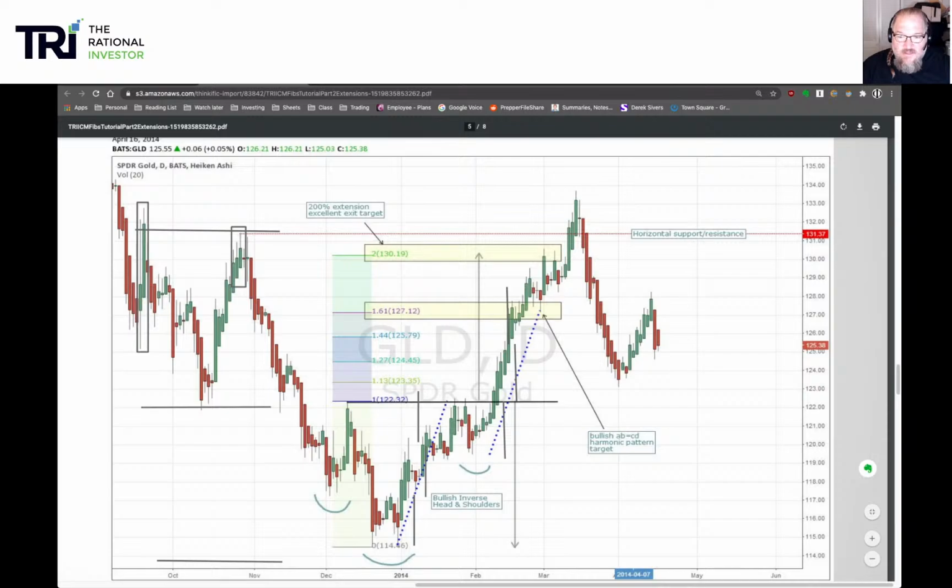So we had a shoulder in December, a head around the end of the year, and then the other shoulder in February. And you can see the kind of scalloped lines there indicating them. All right, there we go.